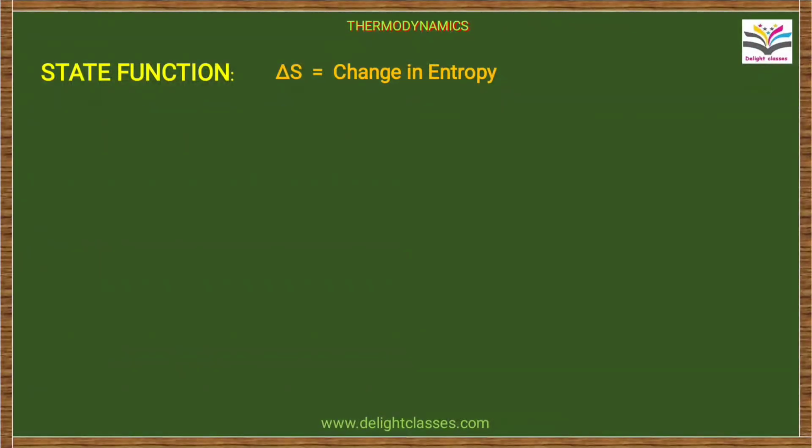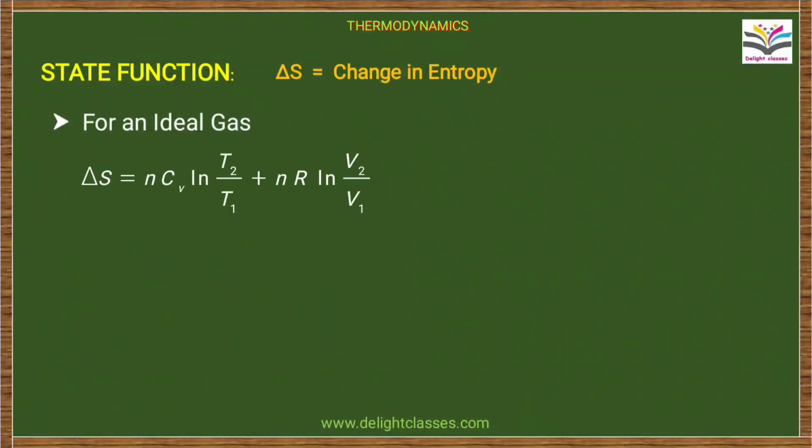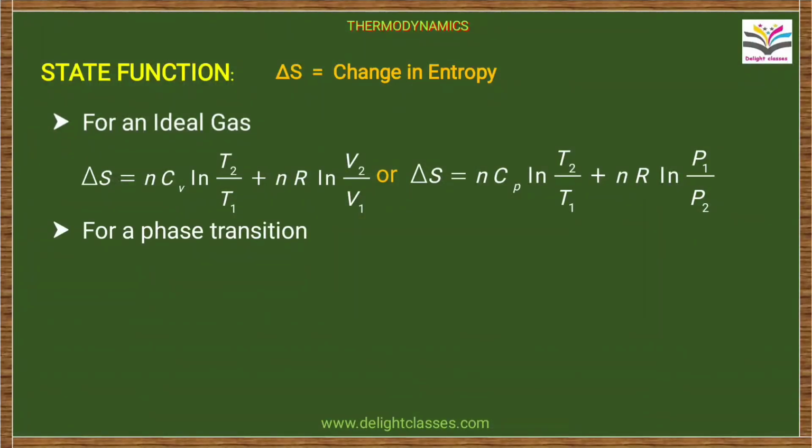Delta S, change in entropy. For an ideal gas, delta S is equal to nCv ln T2 by T1 plus nR ln V2 by V1, or delta S is equal to nCp ln T2 by T1 plus nR ln P1 by P2.